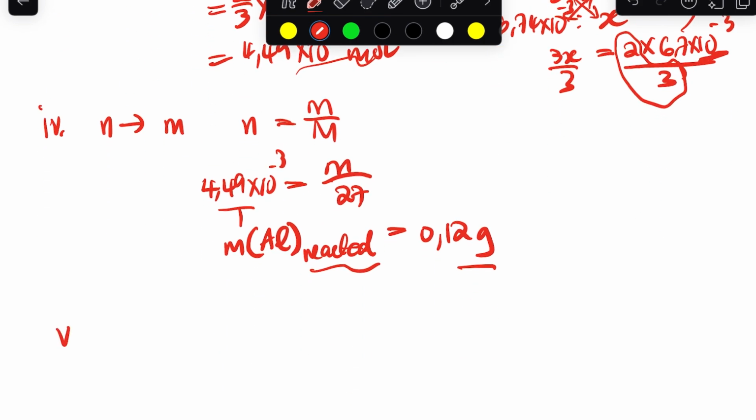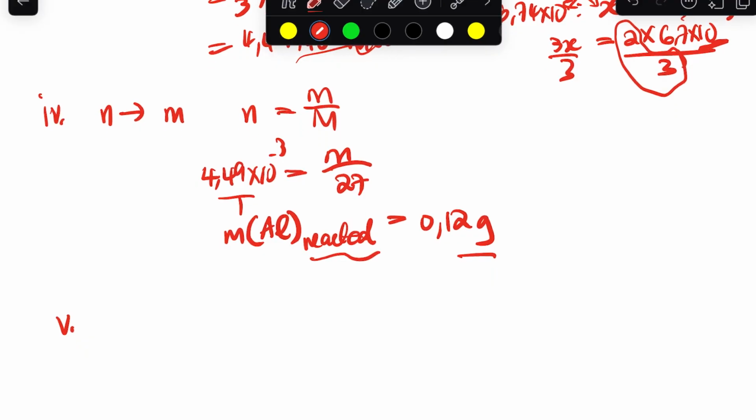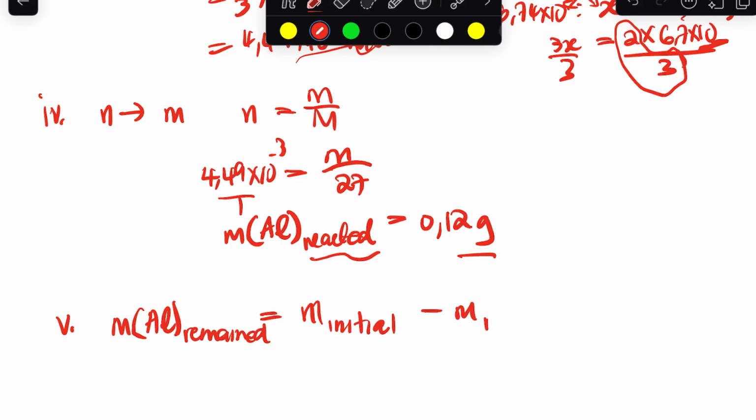And then step number 5. Now we're going to get the mass of aluminium remained, that did not react. We'll take the initial mass. Do we have the initial mass? We must have the initial mass minus the mass that reacted or was used.